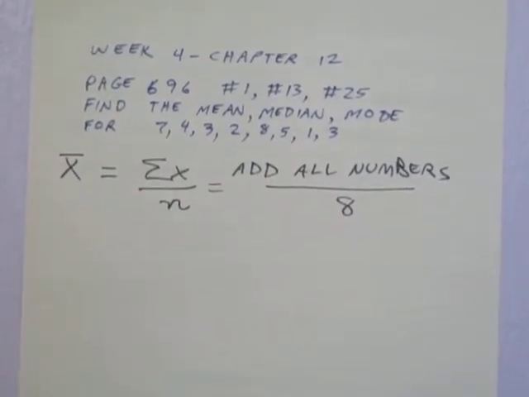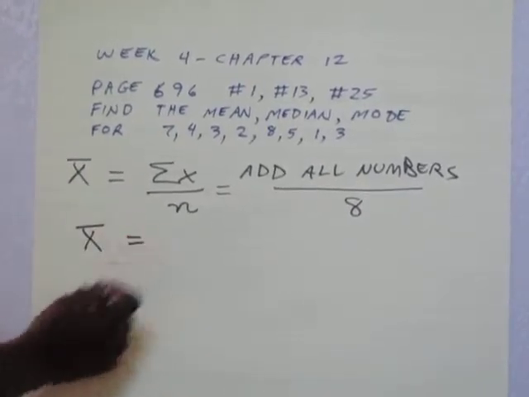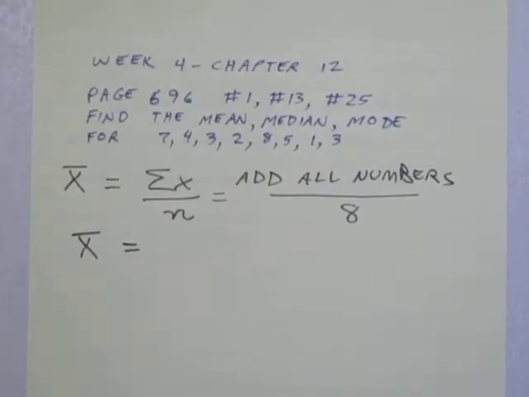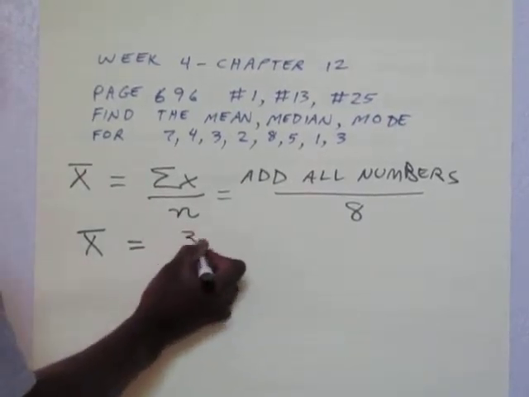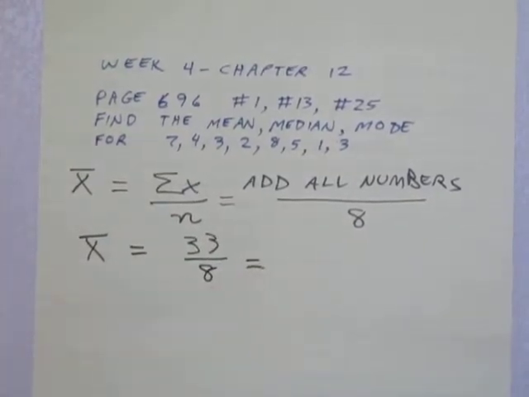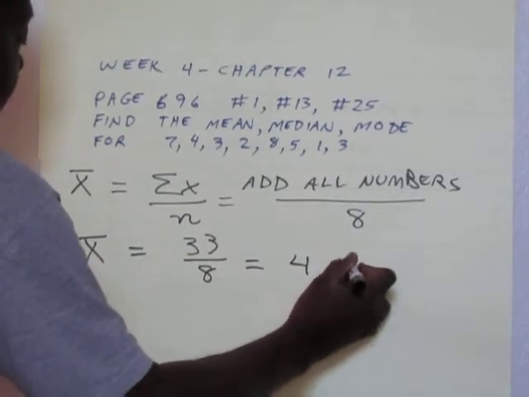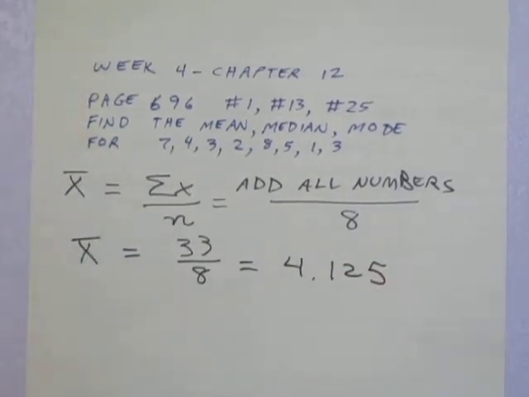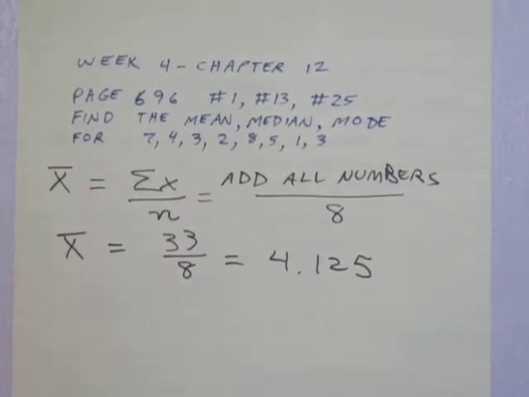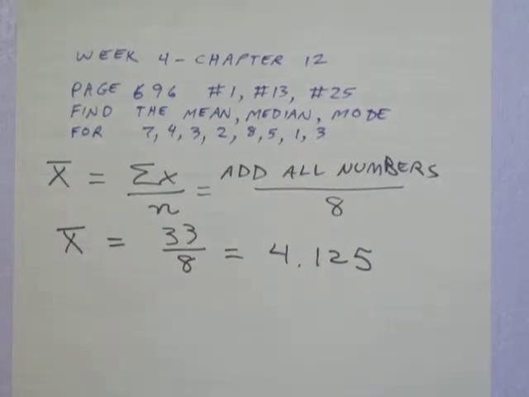You can use your calculator to verify this, but the sum of the numbers in this list is 33, and if we divide that by 8, we get 4.125. The mean is just the average, and you've heard of that before. Now, we're going to compute the median next.